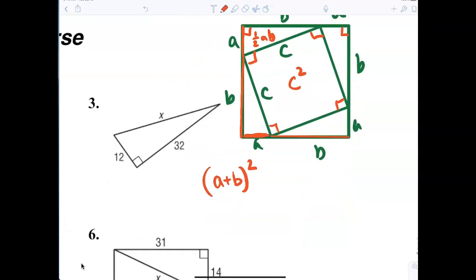So if I added all those shapes, does everybody agree that those areas would be equal? So (A plus B) squared has to equal C squared plus 4 times 1/2 AB. So everybody agree with that? Come on now, this is not that hard.